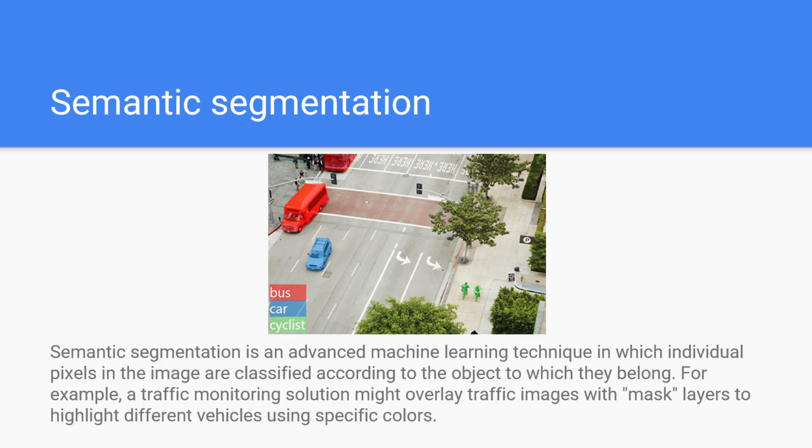Semantic segmentation. It is an advanced machine learning technique in which individual pixels in the image are classified according to the object to which they belong. For example, a traffic monitoring solution might overlay traffic images with a mask layer to highlight different vehicles using specific colors. So here you can see the bus has been defined as red, the car as blue, the cyclist here as green. All right, and here you can see the other bus above has been defined as red as well.